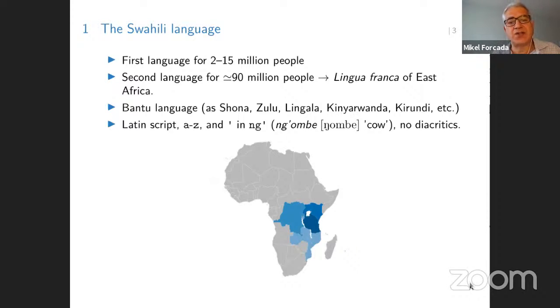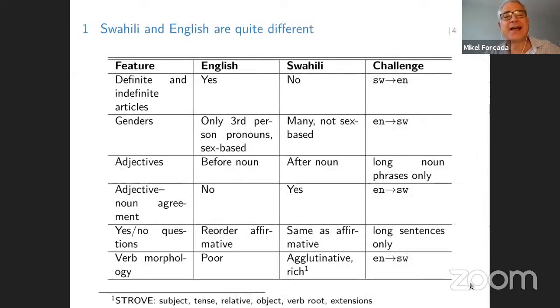It's a Bantu language, as many other languages in the area, like Shona or Zulu, Lingala, Kinyarwanda or Kirundi. It uses the Latin script, no diacritics, and the only special sign it uses is the apostrophe in the trigraph ng', which stands for the sound, as in ng'ombe, which is a cow. I hope I got it right if some Swahili speaker is out there.